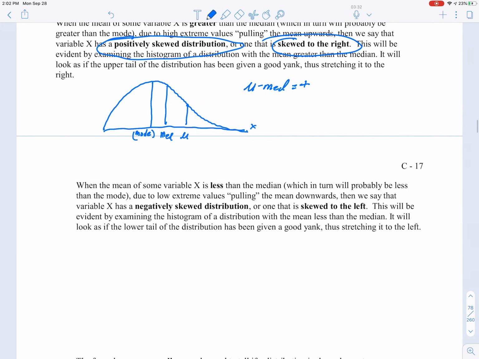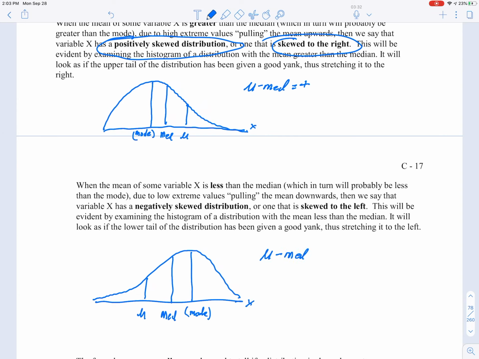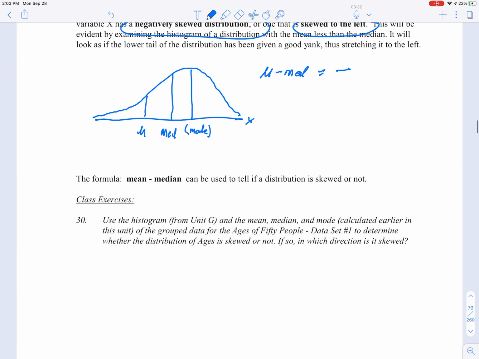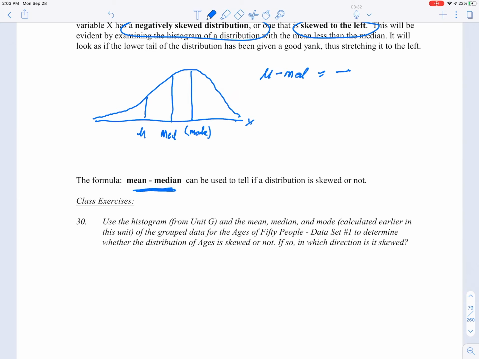And then that leaves us with one more scenario, and that's where we've got this kind of thing, where you've got a longer lower tail, like that. And again, I'm going to put the mode here in brackets because that doesn't actually come into the calculation. But you would have a median here and a mean here. You can see that the mean is lower than the median. And so when we take the mean minus the median, we would end up with some negative value. And so we would say that the data are negatively skewed or skewed to the left. So that's the formula that we'll use for that.